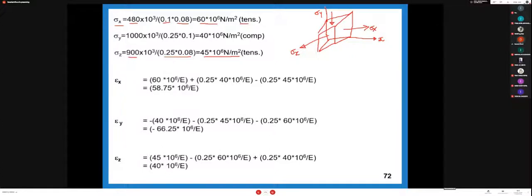This axis is considered as the y-axis, and this axis is considered as the z-axis. Okay. Now these three forces act simultaneously. So the effect in any one direction is due to the three forces, or three stresses. Okay. So first of all, we find out the change in length in the x direction, meaning this length.